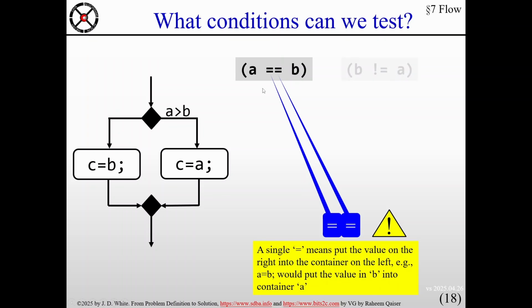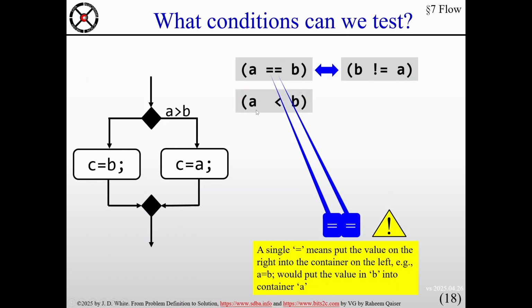Next. B not equal to A. That's the opposite, right? A equals B is one side. B not equal to A is the opposite side. I'm testing the opposite. So in other words, I could put A equals B on this side. It's the same as putting B not equal to A on the other side.